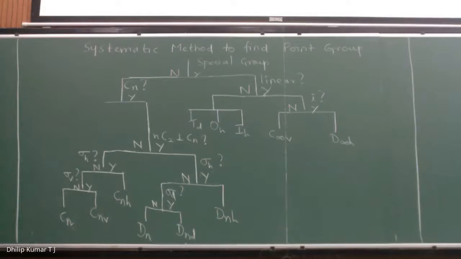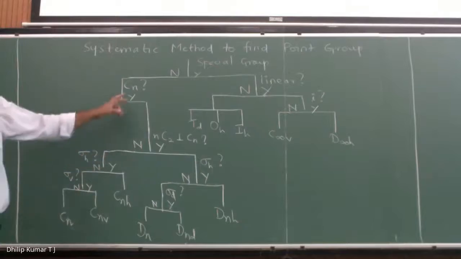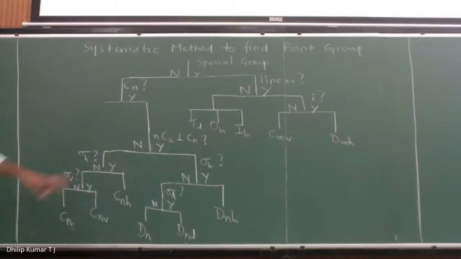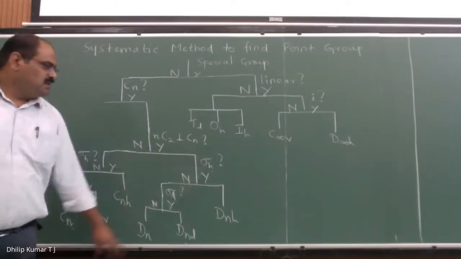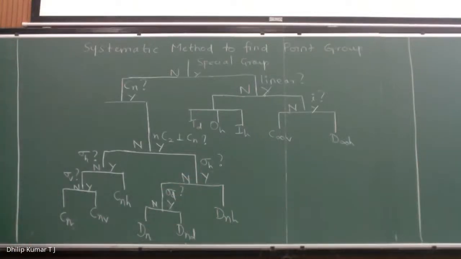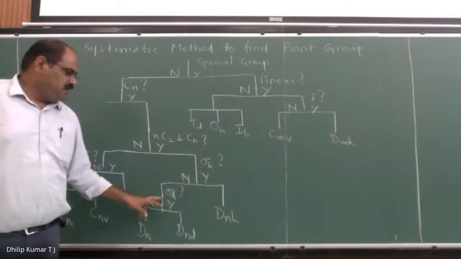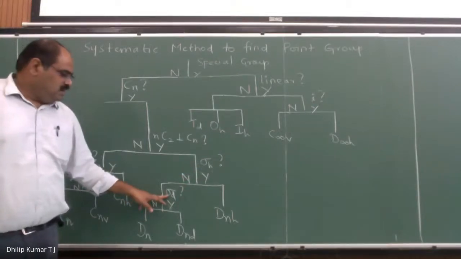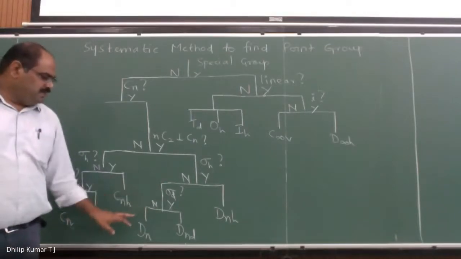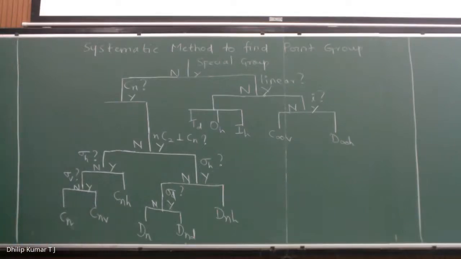Okay. I hope the last line is visible. Cn, Cn, Cnv. So you want me to repeat? So Cn you have to check. Yes. Then if the molecule has n times of C2 perpendicular to Cn, answer is yes. Then check for sigma h. If the answer is yes, then the molecule has point group Dnh. Here, if the molecule doesn't have a sigma h plane, then check for sigma d. If it is yes, then you call it Dnd. If the answer is no here, it doesn't have sigma d, then the molecule has Dn point group.